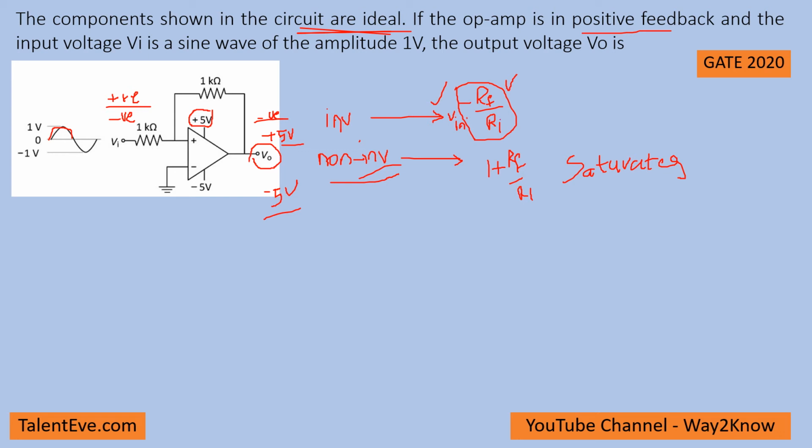Now for this scenario, considering that the op-amp is ideal and you are given a positive feedback, based on the rails that are applied, the output shall either be plus 5 volts or minus 5 volts for any given input voltage. So if the input is positive, it will be plus 5 volts maximum, and if the input is negative, it goes to minus 5 volts, and then again based on the sine wave, it goes to plus 5 volts. So there will be two levels, plus 5 volts and minus 5 volts for this op-amp.